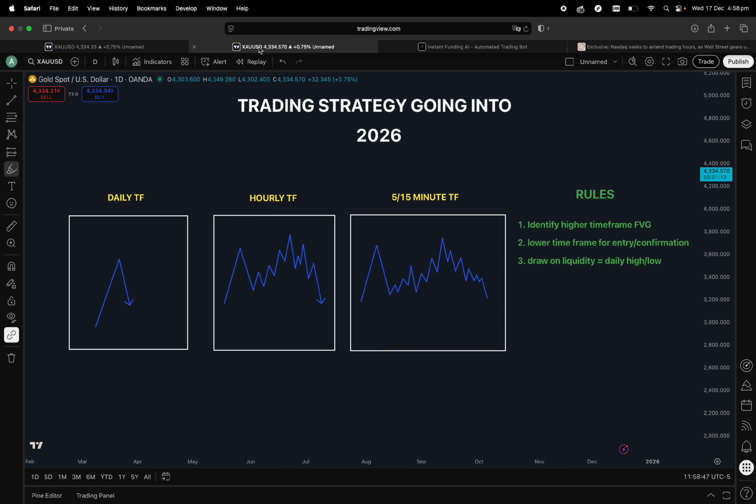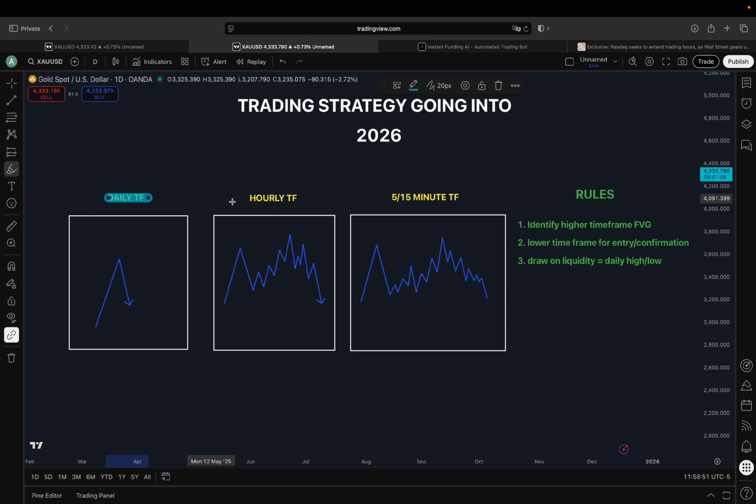So let's get started. Our three key time frames are the daily time frame, hourly time frame, and the 5 minute time frame. Before we go over these, here are some simple rules. We want to identify a higher time frame fair value gap, which we would identify on the hourly time frame, and then we would look at the lower time frames for entry and confirmation, so the 5 minute and the 15 minute. Our draw on liquidity would be our daily high and our daily low.